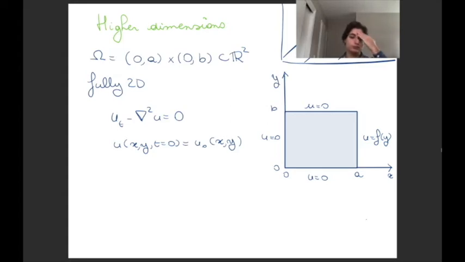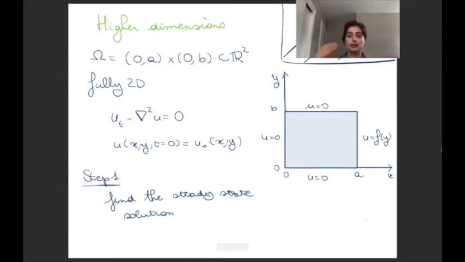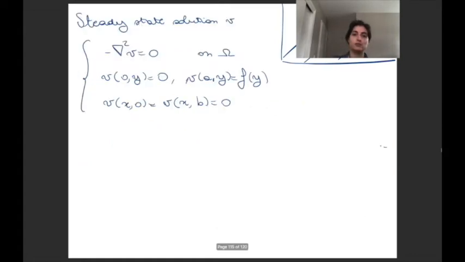We want to solve for omega being a rectangle in R². We want to give an initial condition, and we impose boundary conditions being 0 at the top, left, and bottom, and non-zero for x equal to a and y going from 0 to b. So there we impose a boundary condition that depends on y. And the steps are going to go as before: find the steady state solution first and find the transient solution later. So let's look at the steady state solution.